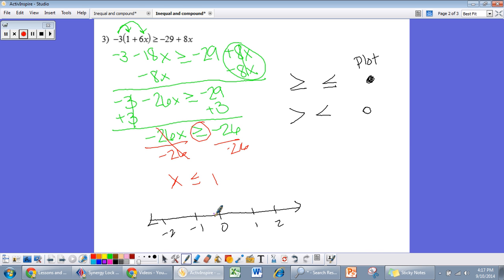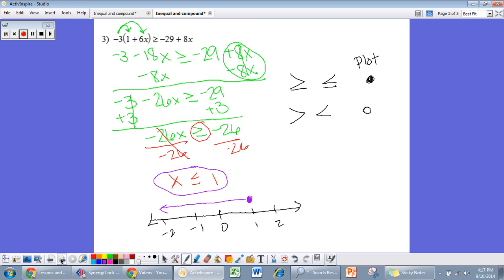We have positive 1, and because it's equal to or less than, I'm plotting with a filled in circle. Now I'm shading the direction to represent anything less than that. Less than that would be shading to the left. And now we have our solution as well as our graph for problem number 3.